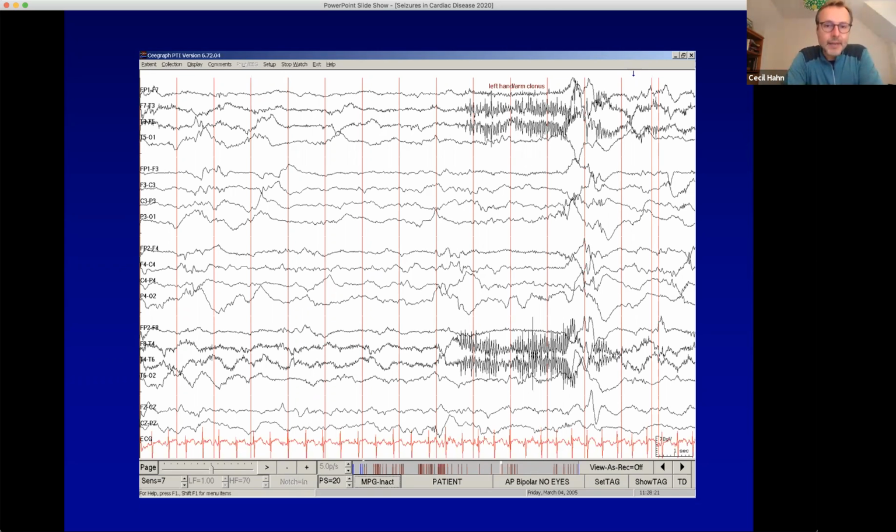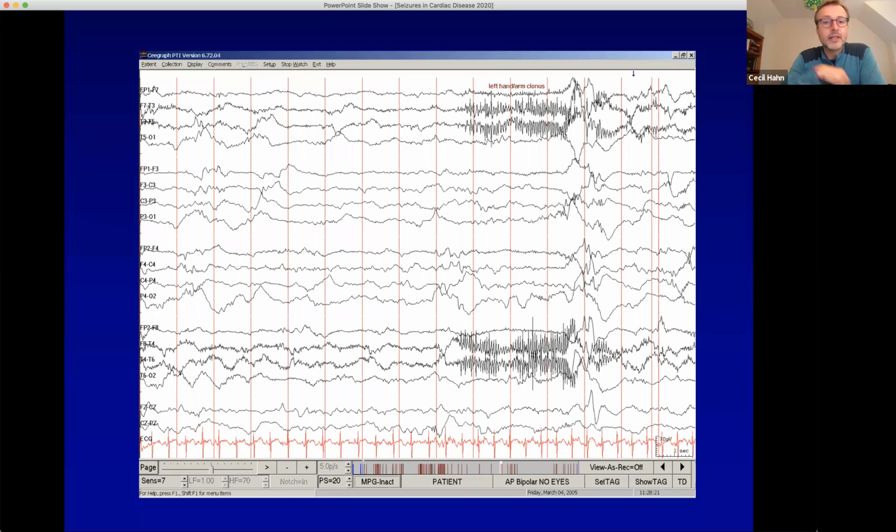And when you tense up, which is what this baby was doing, those muscles contract and you actually pick up the EMG signal from those muscles. And that's what we're seeing here. It's that very, very irregular, fast activity. The rest of the EEG looks fine. So this is not a seizure.